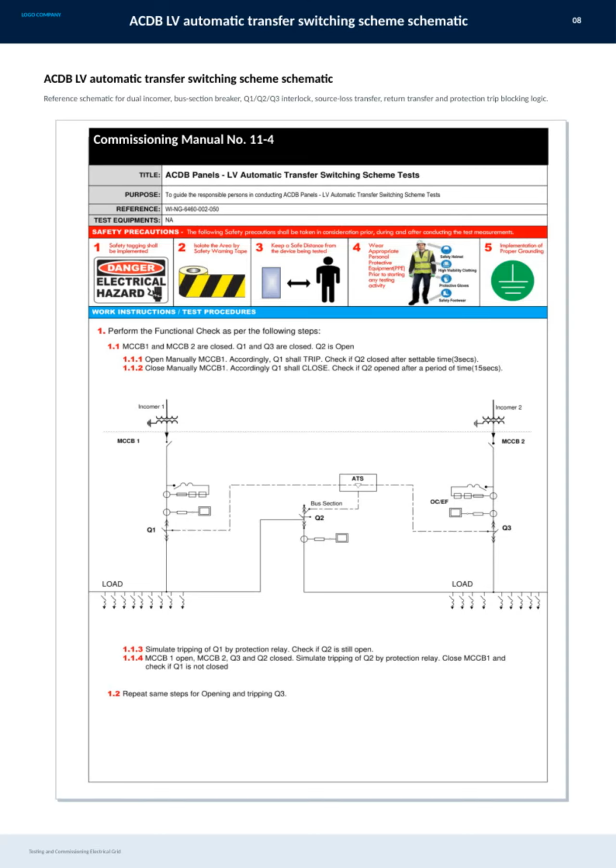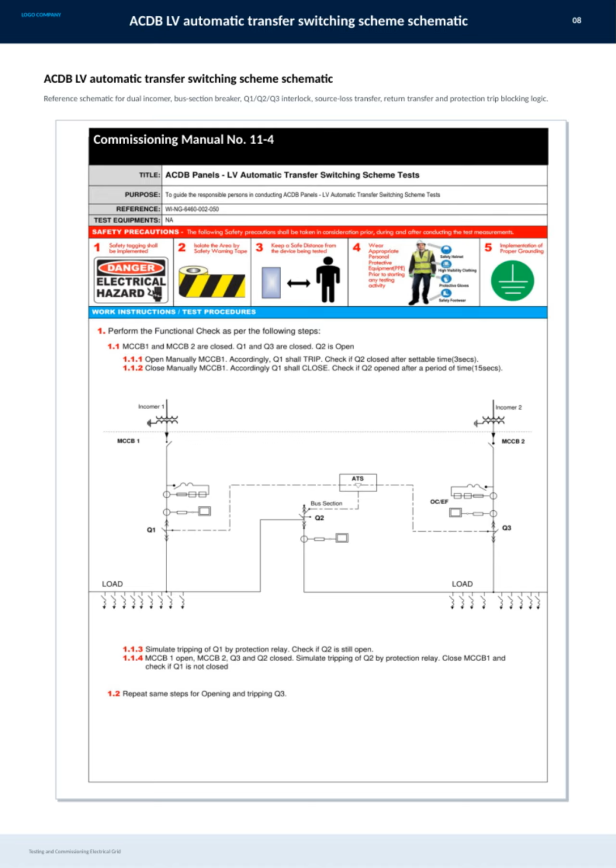Here we have the schematic for the ACDB LV automatic transfer switching scheme, which is essential for ensuring a reliable power supply. This diagram provides a clear reference for the dual incomer setup, including the bus section breaker and the interlocking of Q1, Q2, and Q3 breakers. It also details the critical functions such as source loss transfer, return transfer, and protection trip blocking logic, all of which work together to maintain system stability and prevent faults.